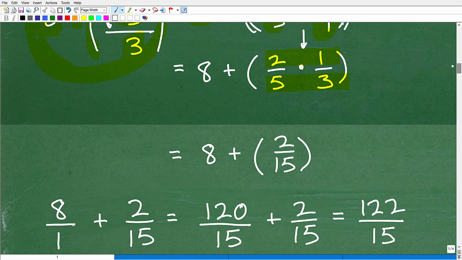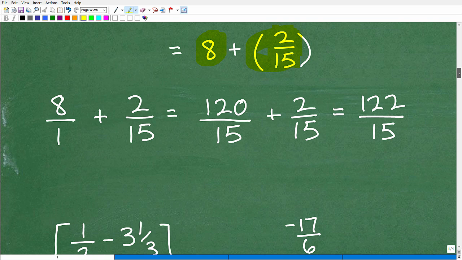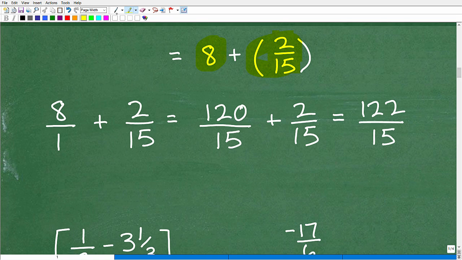All right, let's continue to move forward here. So I have 2/5 times 1/3. That's 2 times 1. That's 2. That's my numerator. And then 5 times 3 is 15. Okay, so now I'm down to 8 plus 2 15ths. Okay, so I'm like, wow, this is a lot of work. Yes, it is a lot of work, but nothing that you can't handle. Remember, math is really step by step. That's the key here. All right, so 8 plus 2 15ths.